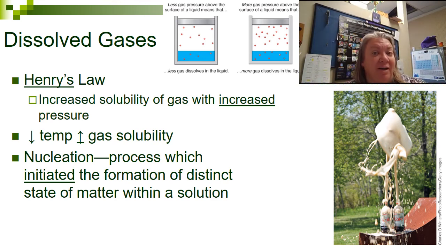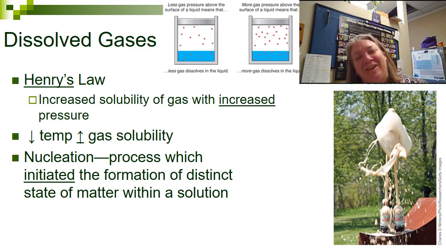Another thing to think about is dealing with temperature and solubility. Now, gases are different than solids. With a gas, as you decrease the temperature, you increase the solubility. So this means that hot pop will go flat faster. Your cold pop should hold on to the carbonation a little longer. Well, at least that's the idea.